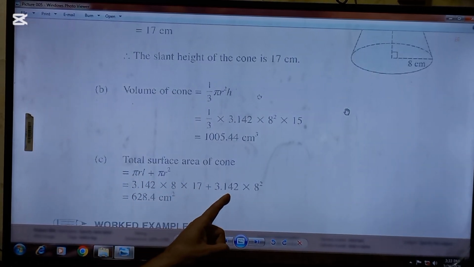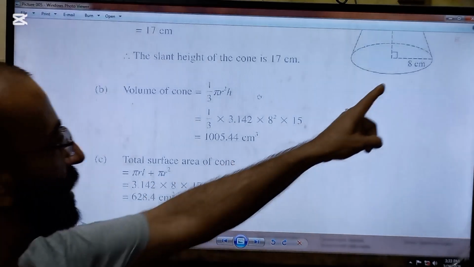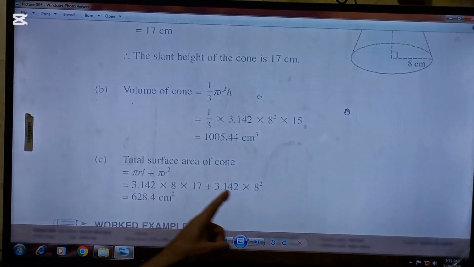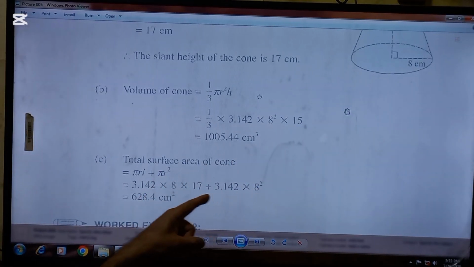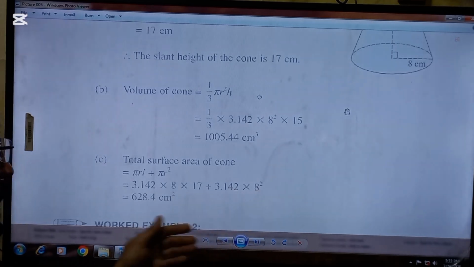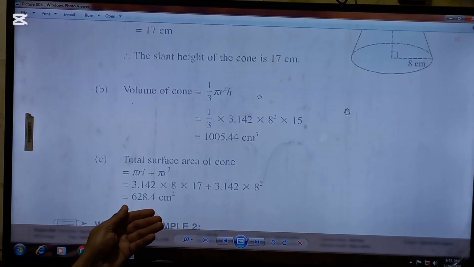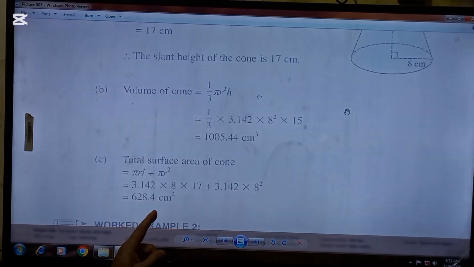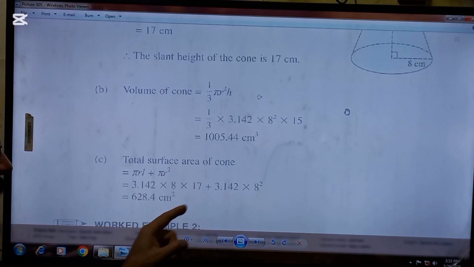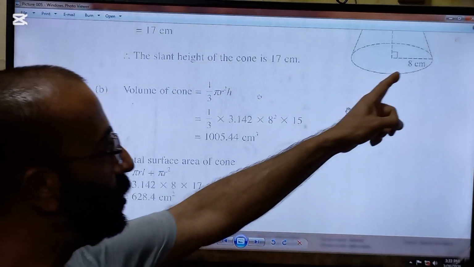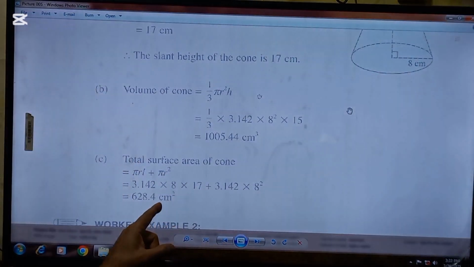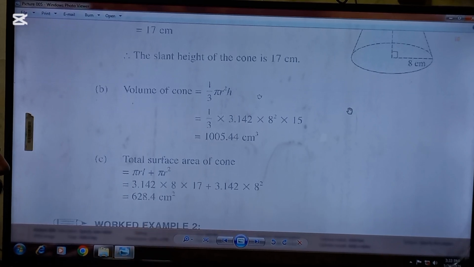Pi's value is 3.142 and R's value is 8. So here we will put 8 square. Now solve these values on the calculator. Answer will be 628.4 centimeter square, because area is in square unit and the unit involved is centimeter. So unit will be centimeter square.